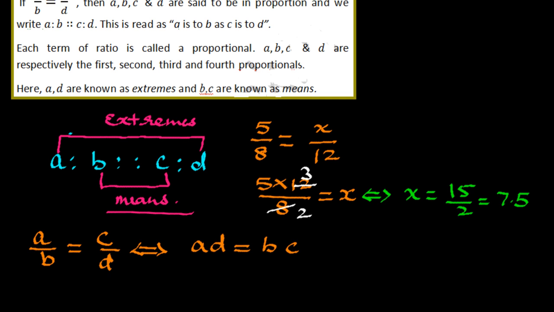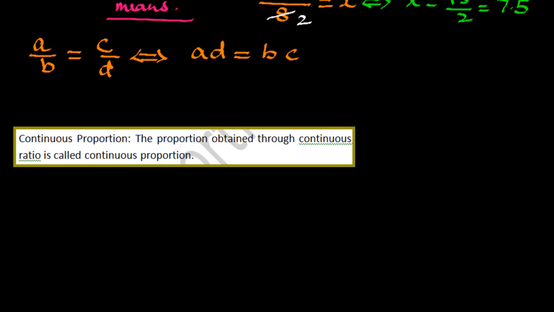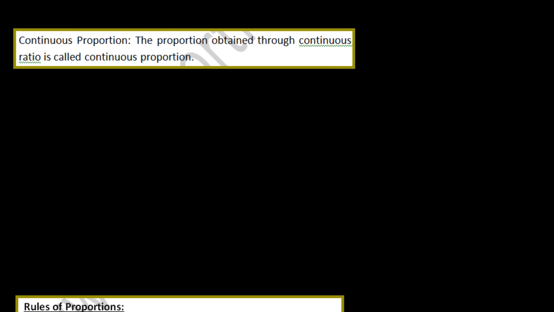Now I would like to tell you about the continuous proportion. In the last session, we have studied about the continuous ratio. As I explain here again, now I tell you about the continuous proportion. The proportion obtained through continuous ratio is called continuous proportion. So I again write here the continuous ratio, A is to B is to C. If we have to convert this continuous ratio into proportion, I explain here.